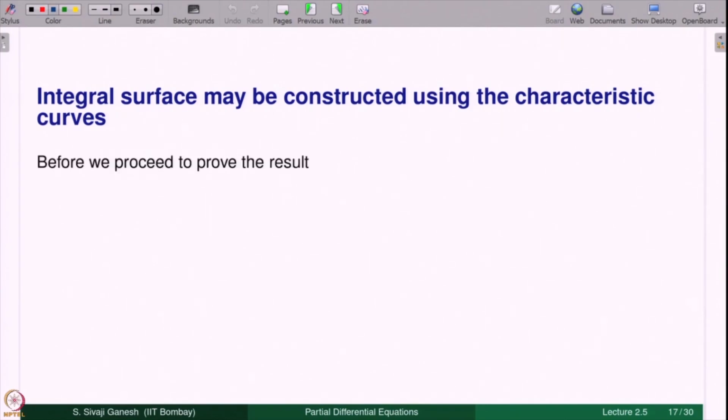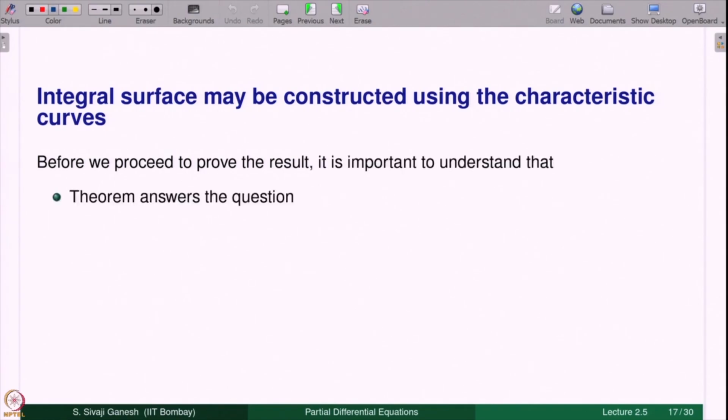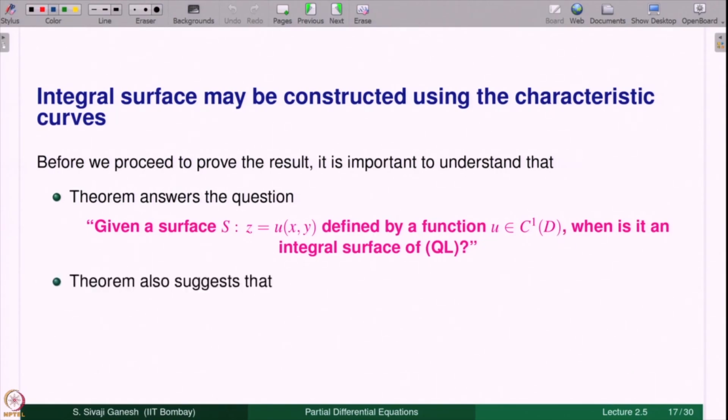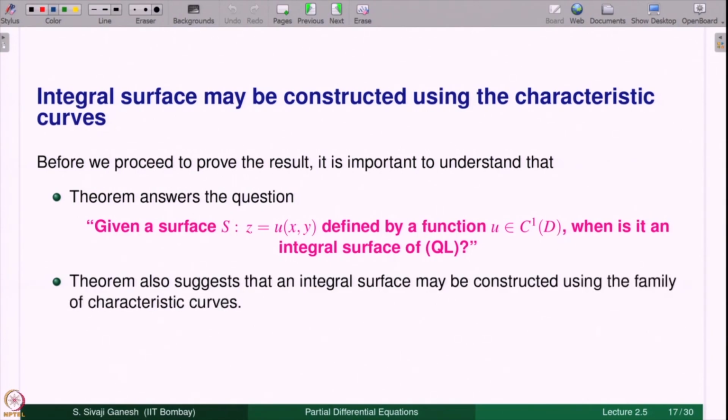So, before we proceed to prove the result, we need to understand what this theorem is about and what it is not about. The theorem answers the following question. I give you a surface z equal to u(x,y), defined by a C1 function on some domain D. When is it an integral surface of QL? That is what the theorem answers. The theorem also suggests that an integral surface may be constructed using the family of characteristic curves. The small missing point is that u, how do you catch hold of a function u? That is where the twist lies.